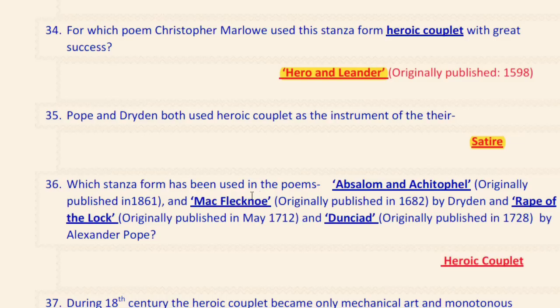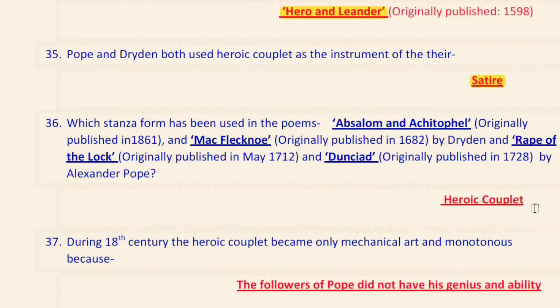Question number 36. Which stanza form has been used in the poems Absalom and Achitophel, originally published in 1681, and Mac Flecknoe? It was originally published in 1682 by John Dryden. And Rape of the Lock? It was originally published in May 1712. And Dunciad? It was originally published in 1728 by Alexander Pope. The answer is heroic couplet. This heroic couplet stanza form has been used in these poems: Absalom and Achitophel, Mac Flecknoe, Rape of the Lock, and Dunciad.